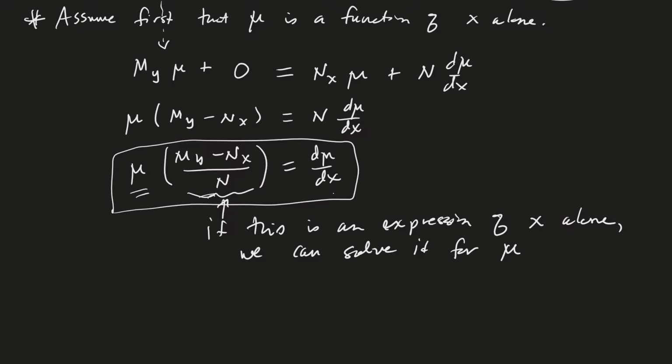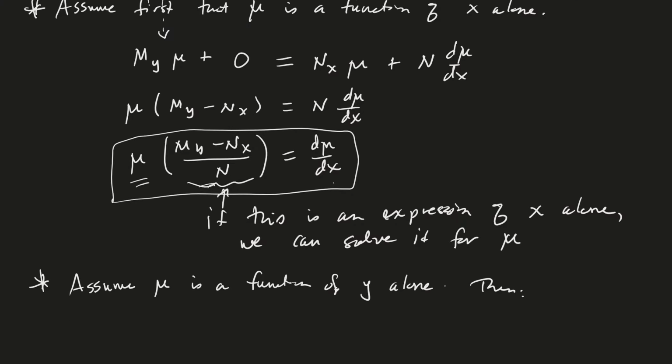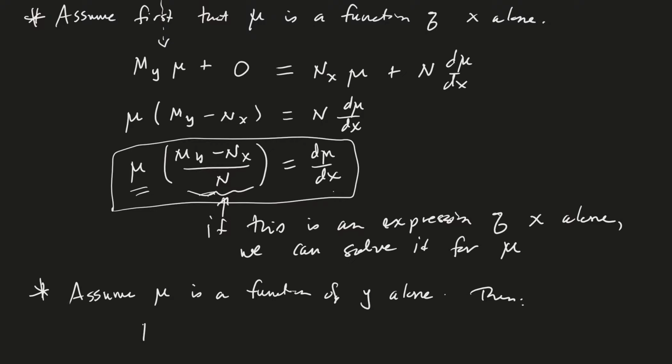Okay, so similarly, what happens, let's go back to that start, assume that mu is a function of y alone. So we're assuming that it was not a function of x. Then what's our equation look like? Let's see, it's going to be hard to write. This was our original up here. Here, I'll just write down what the result is. You get M_y mu plus M d mu over dy is equal to N_x times mu plus 0.